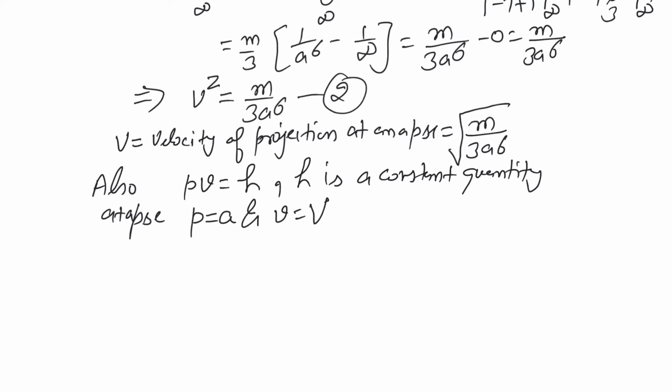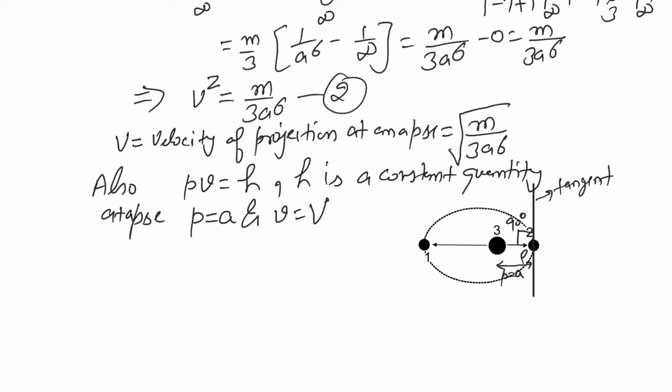Again, see the figure. This is the tangent, and this is the perpendicular upon the tangent, the angle is 90 degrees. So the length of the perpendicular will be a, since the radius vector is the perpendicular. So p is equal to a at the apse, and the velocity is capital V, the velocity from infinity. I am going to use this in this particular equation, and you may name it as 3.